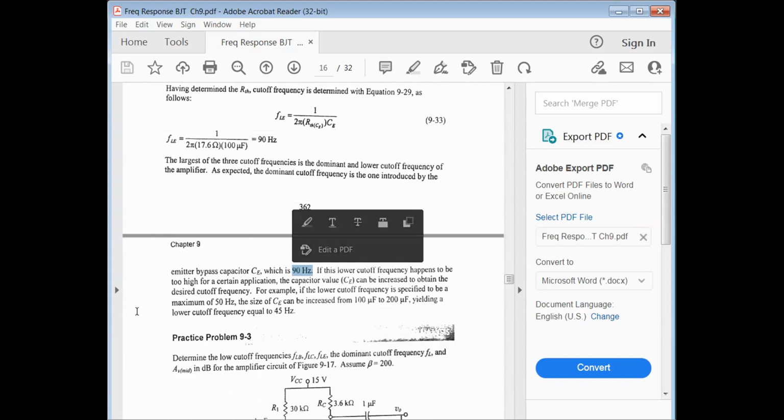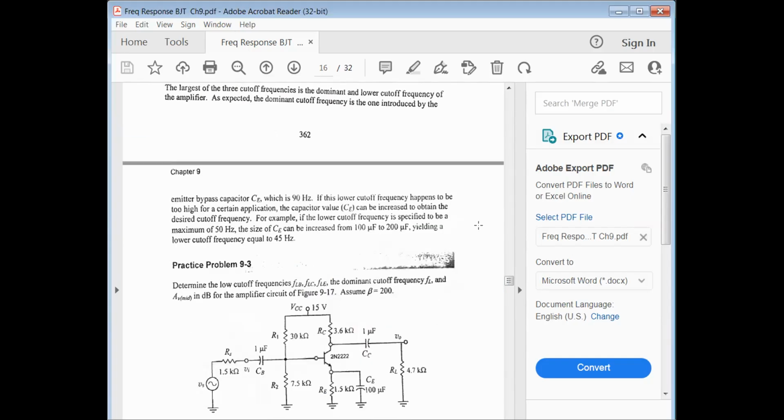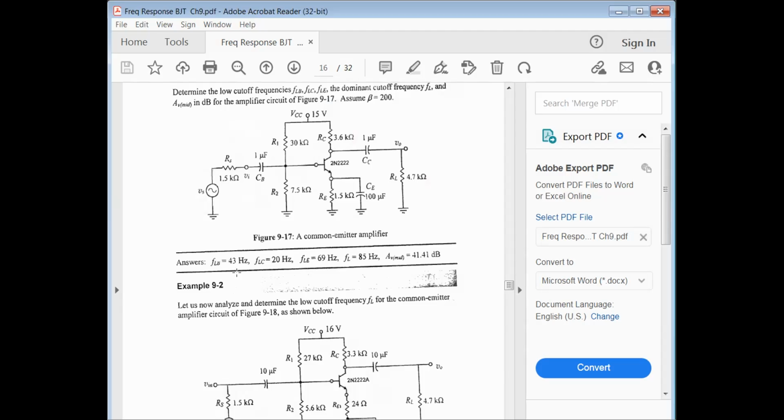If you go down to practice problem 9-3, I found FLB, FLC, FLE. I get what you just said, it's the highest, but why is FL 85? Shouldn't it be 69? That's a good question. That doesn't sound right, does it? That's why I was confused on the homework, because I read the book and didn't understand why it was 85. Sounds like an error. If we do FLB, FLC, FLE, and then FL, it should be 69, not 85.